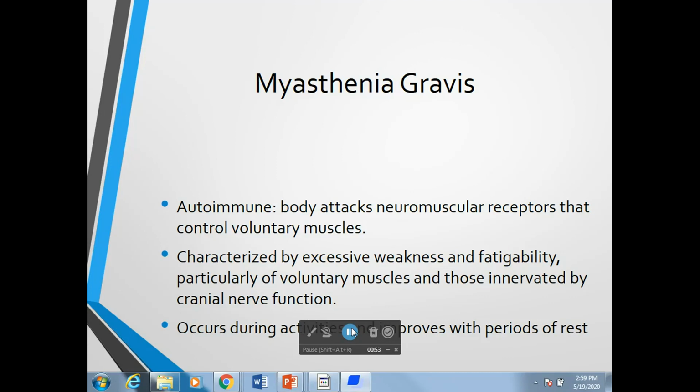It's also characterized by excessive weakness and fatigue. And the hallmark of myasthenia gravis is muscle weakness that increases during periods of activity, but it improves during periods of rest. It affects women in their 30s and men over 60.